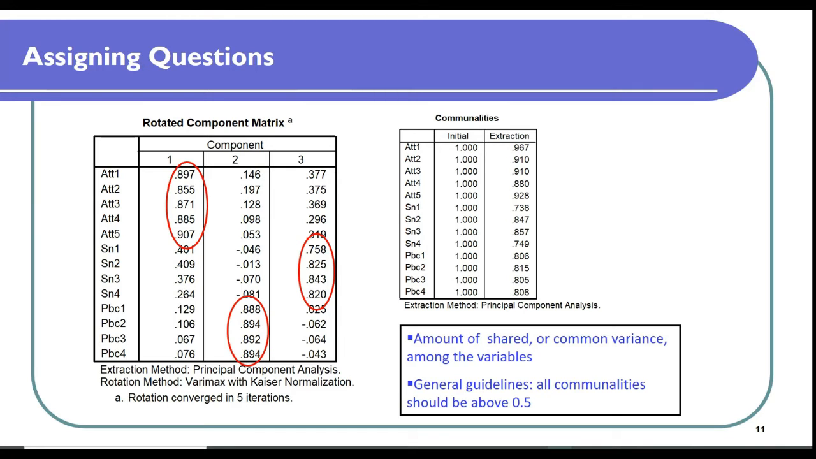Communalities. This communalities table gives information about how much of the variance in each item is explained. Low values, meaning less than 0.3, could indicate that the item does not fit well with the other items in its component or in its factor. The general guideline is that all communalities should be above 0.5. In our example, all communalities are greater than 0.5.